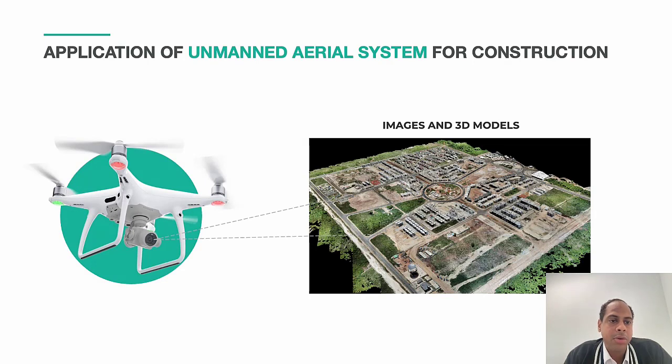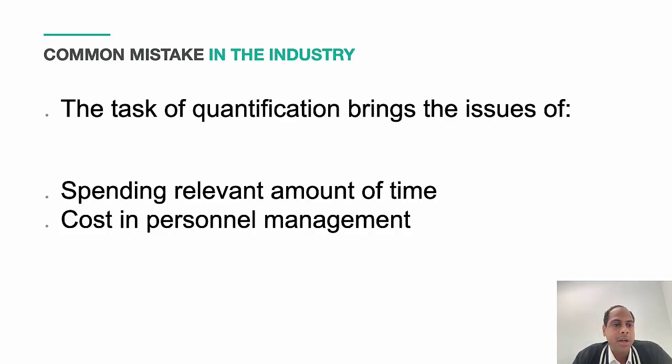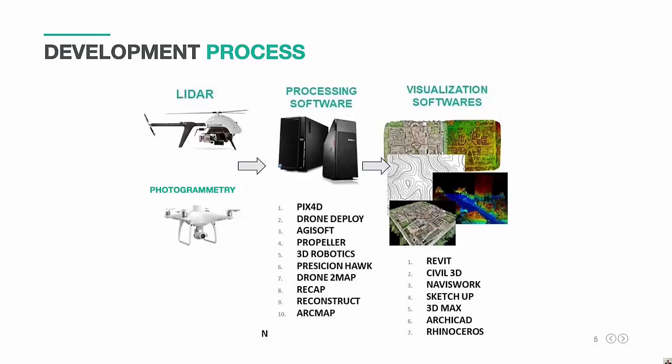So we have the application of material systems for construction, which are directly related to the images and 3D models that contractors or architects are normally looking for. There are some common mistakes that the industry makes regarding drones, in how they quantify the spending in time and in cost of personnel in order to get a drone. So let me explain the whole workflow so that we can understand that mistake.